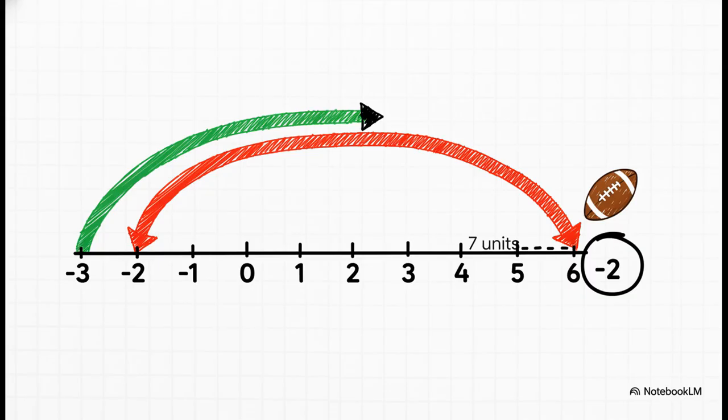And check this out. The number line tells the exact same story. You start at 0, you move 5 yards forward, then you move 7 yards backward. You go right past 0 and land on negative 2. See? Both of our models give us the exact same answer. That's how we know this really works.